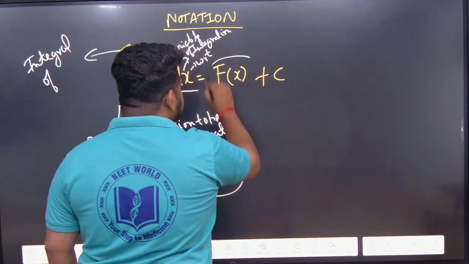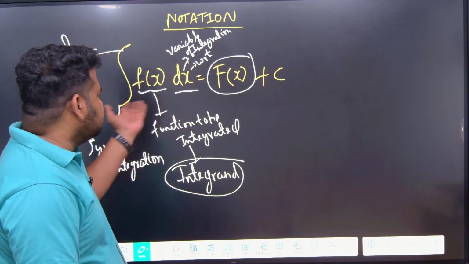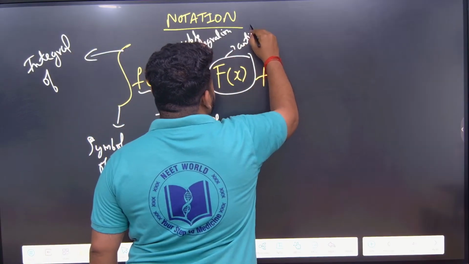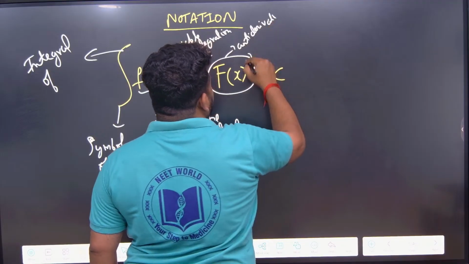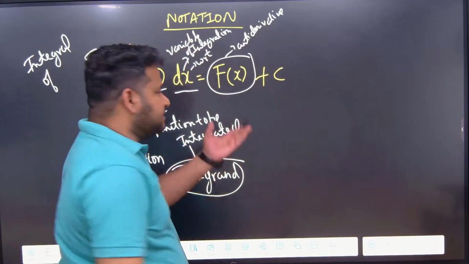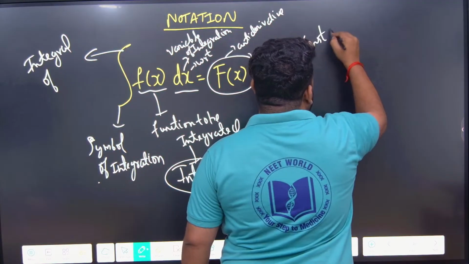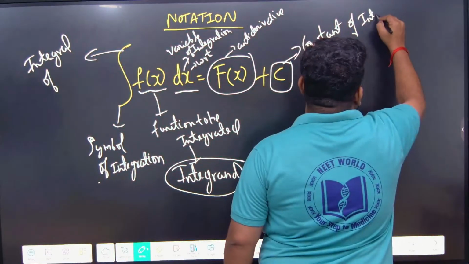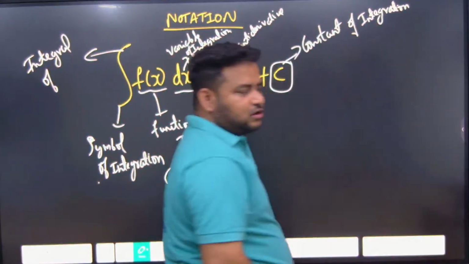After integrating, whatever you get as the answer is called the antiderivative, or we can say the integral. Then plus c, I told you, is a constant. This is called the constant of integration.